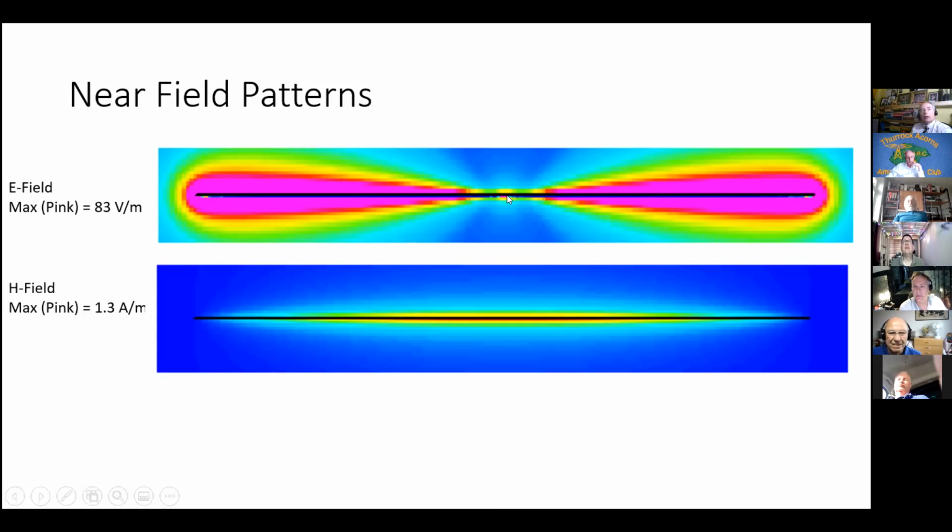Sorry, correct that. Plus or minus 25 meters. So 50 meters long and 8 meters wide. And the magnetic field is strongest near the middle where there's more current. The electric field is strongest at the open ends where there's high voltage.